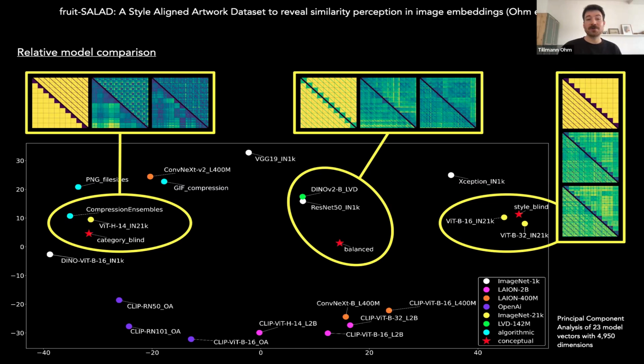But what really surprised me is that the huge version of the same vision transformer is on the left, close to category blind. So completely opposite to these base models. So it seems that model size and architecture have a much bigger impact than, for example, the training data. In fact, the training data doesn't seem to have any impact on category versus style perception in this particular example.